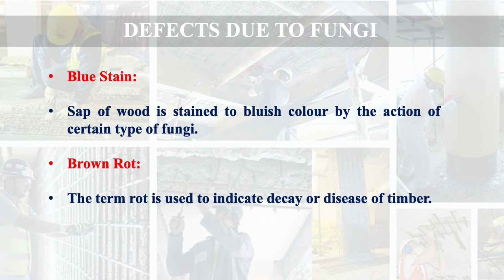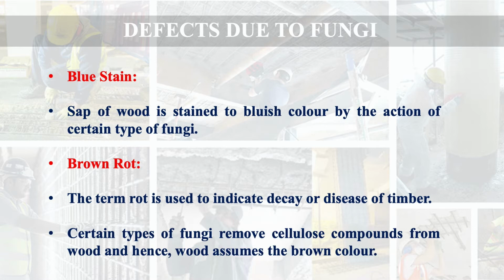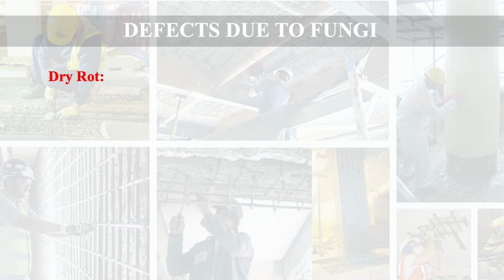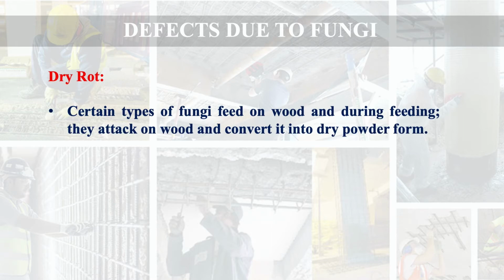Next is brown rot. The term rot is used to indicate decay or disease of timber. Certain types of fungi remove cellulose compounds from wood and hence wood assumes a brown color. This is known as brown rot. Now, dry rot. Certain types of fungi feed on wood and during feeding they attack the wood and convert it into dry powder form. This is known as dry rot.